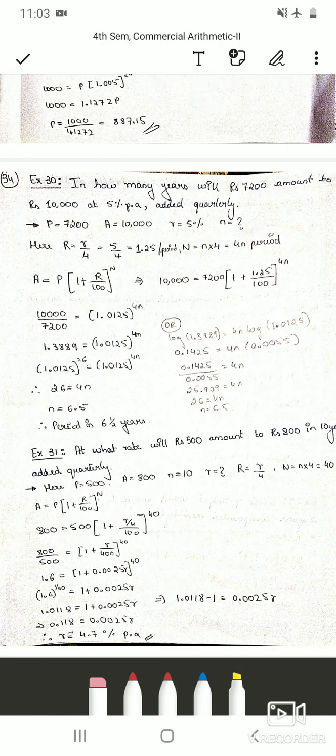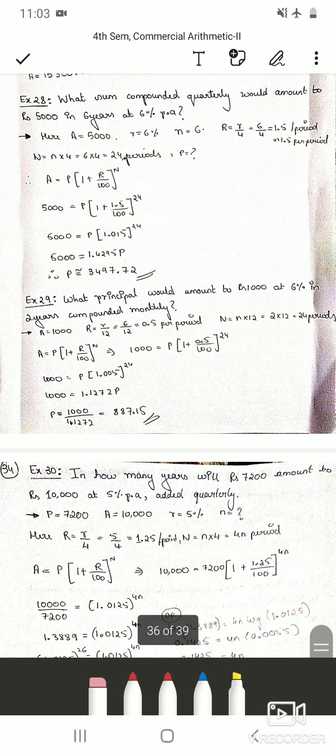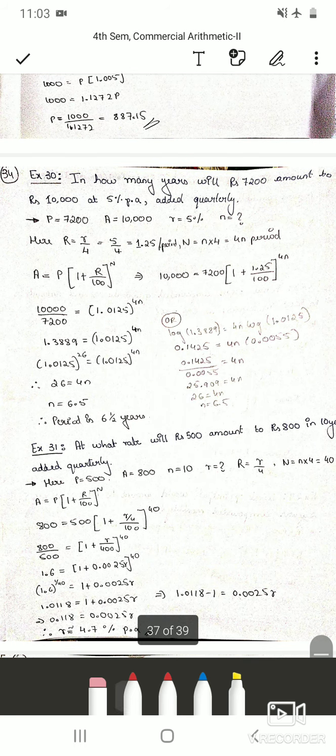Students, welcome back to commercial arithmetic class. So in previous classes we had started with studying nominal and effective rate of interest. So we'll continue with the problems.